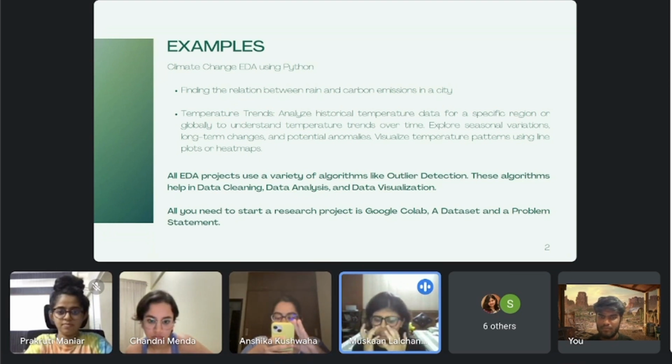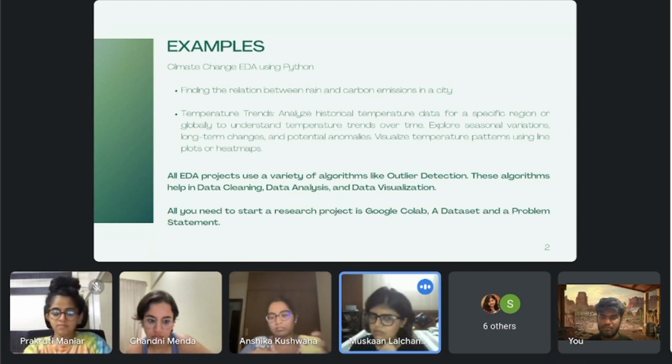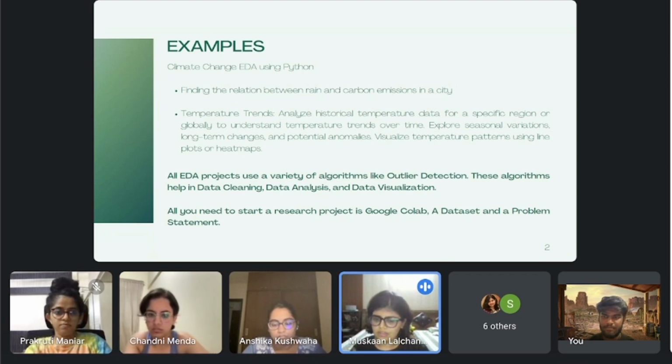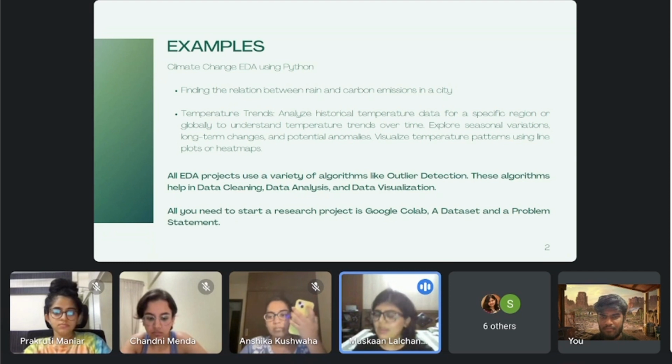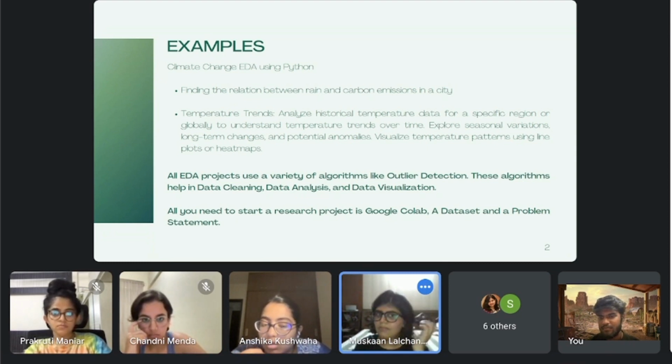So all you need is Google Collaboratory, a simple data set or a complex one, Python can work on anything, and a problem statement. So for example, if you are interested in climate change and you want to find out the relation between the rain and carbon emissions, so that maybe you can advise governments. If you have a research paper in hand, if you have the statistics and the answers to some problems, it's always better to have research. It's always better to have stats in your hand, right? So yeah, that's where Python can help us.